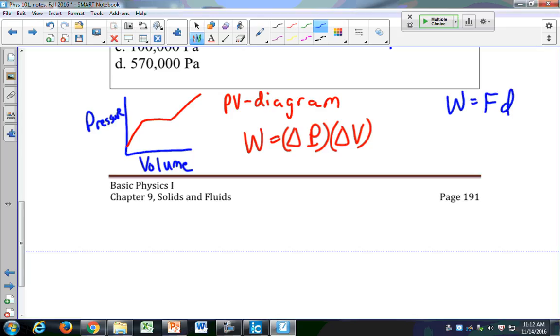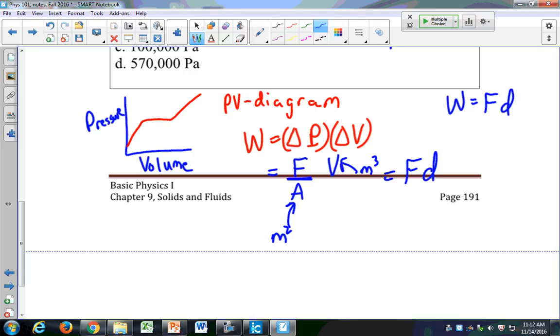Now, if you remember from what we had before, that work was force times displacement, we can see that this is the same, at least dimensionally, and it actually is the same, because remember, pressure is force over area, and here we have volume. If we think about these units, this is square meters, this is cubic meters, so this is the same as force times displacement. Pressure times volume is the same as force times displacement. So whenever I have a gas that is changing pressure and changing volume, then that gas is doing work on its environment.